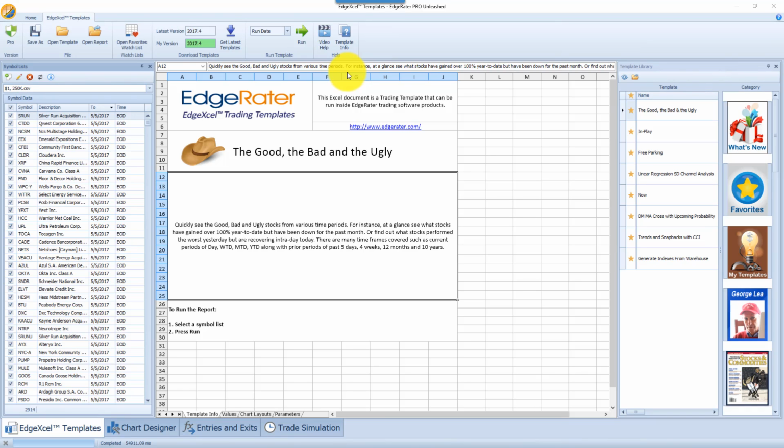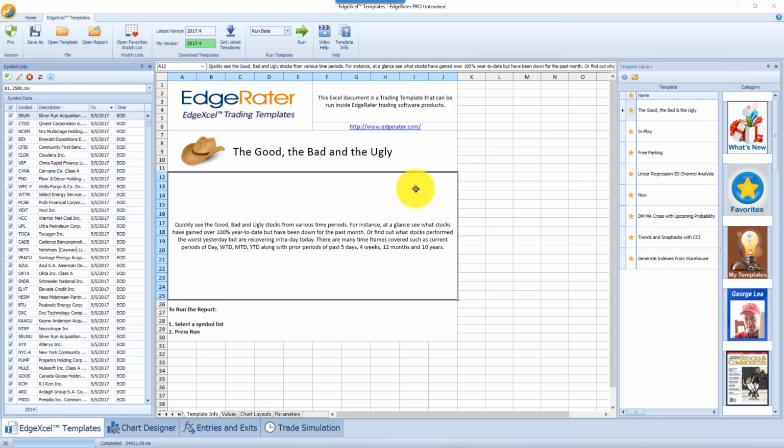It is Saturday the 6th of May and I'm going to use EdgeRater to go through the week's action in stocks and take a look using some of the templates. So let's get started. I'm going to be focusing on my list of stocks that are trading above $1 and average of 250,000 shares, all stocks trading on the US exchanges. So there's about 3,000 of those.